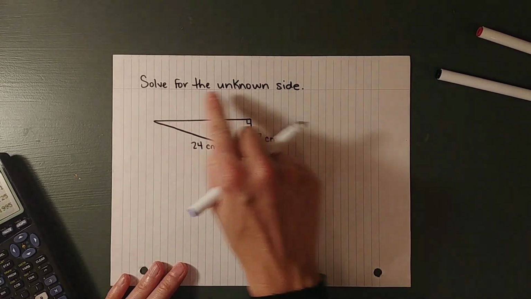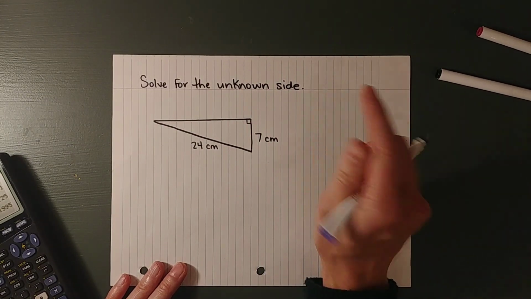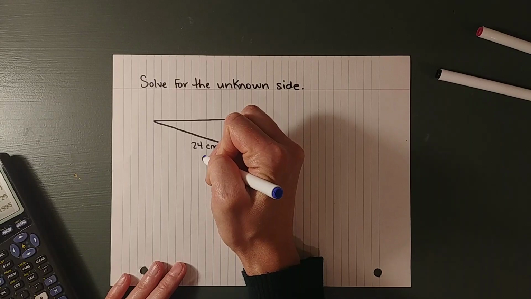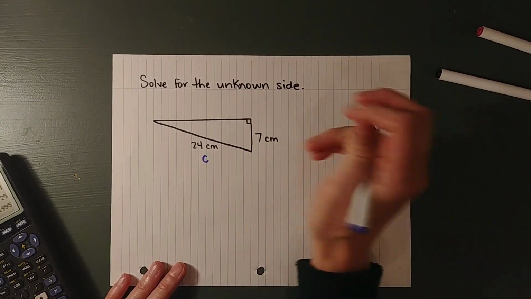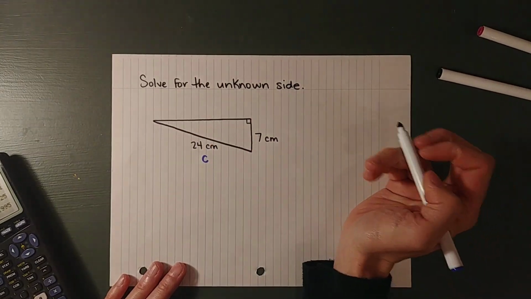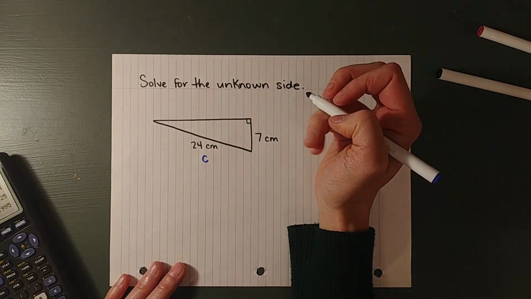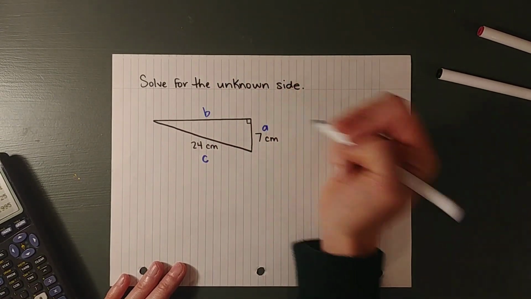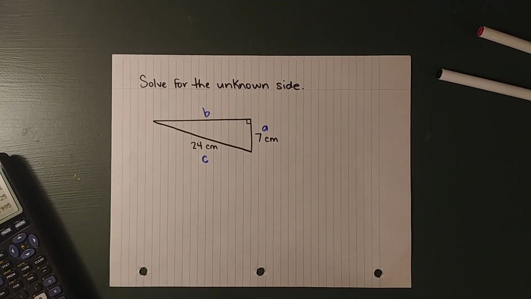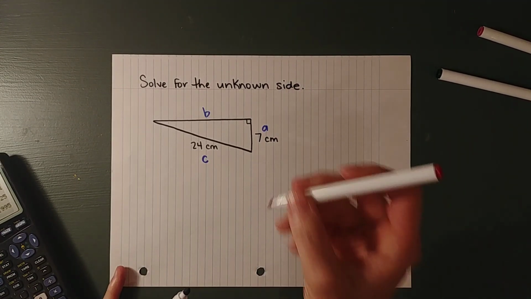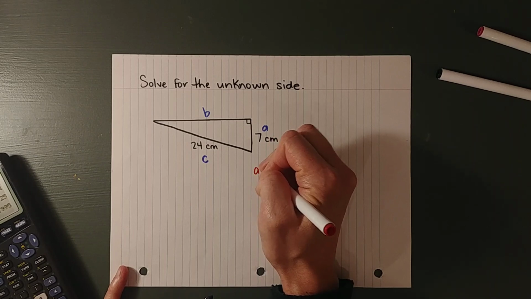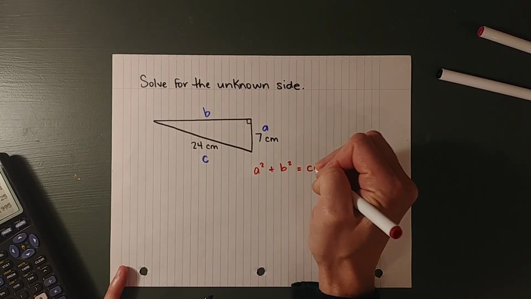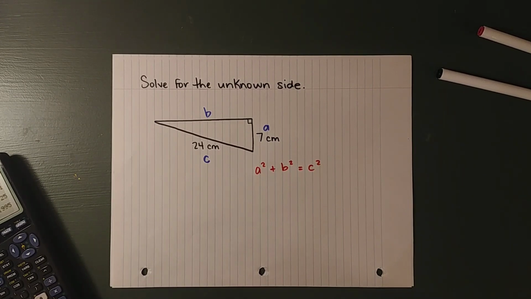Okay, so again, we're solving for the unknown side. We're given the hypotenuse right here, so this is side C. And then we don't know this side, but we know this side. Just to make it different than last time, we'll call this side B and this side A. It won't make a difference, but just so you can see it set up differently. Okay, again, our Pythagorean theorem formula states that a squared plus b squared is equal to c squared, and we are going to substitute our values in.